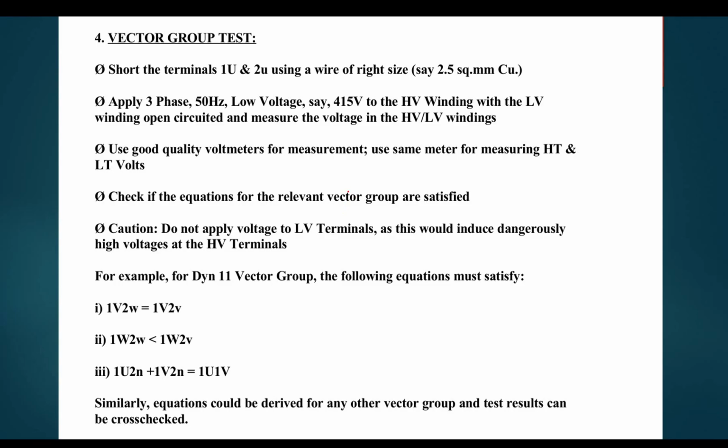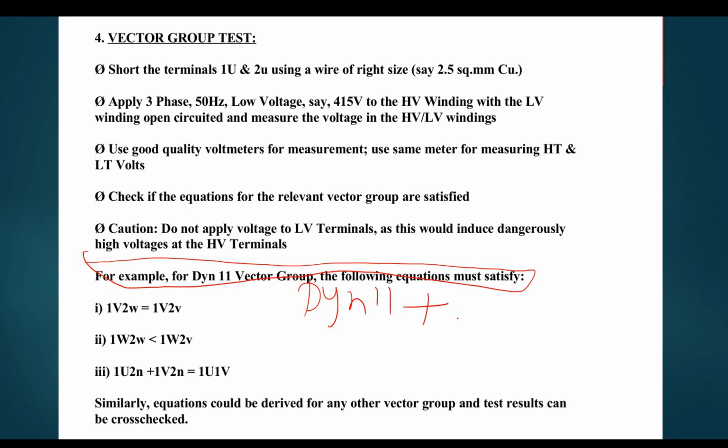If you want to check the vector group of any transformer, I am taking one example, Dyn11. Dyn11 means plus 30-degree lead phase displacement. Now, how to test and check the vector group of a transformer.